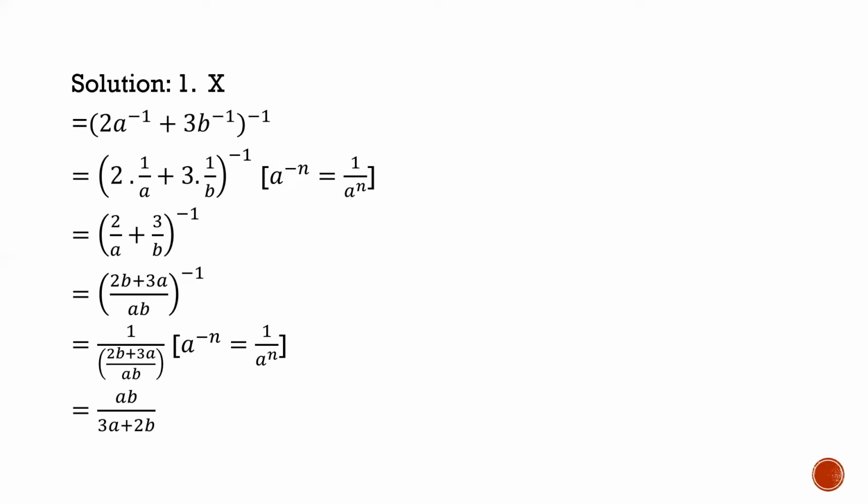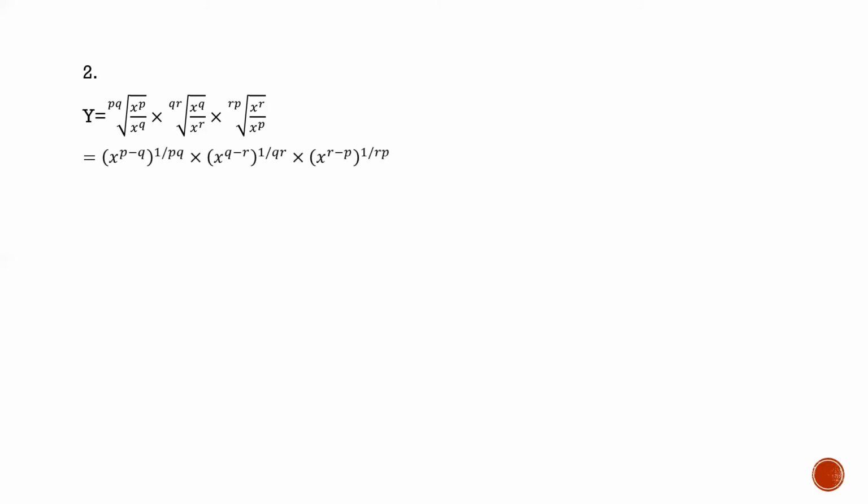So this is our answer of number 1. In number 2, y equals pq-th root of x^p divided by x^q, into q-th root of x^q divided by x^r, into rp-th root of x^r divided by x^p. In the next line, we have done two things.